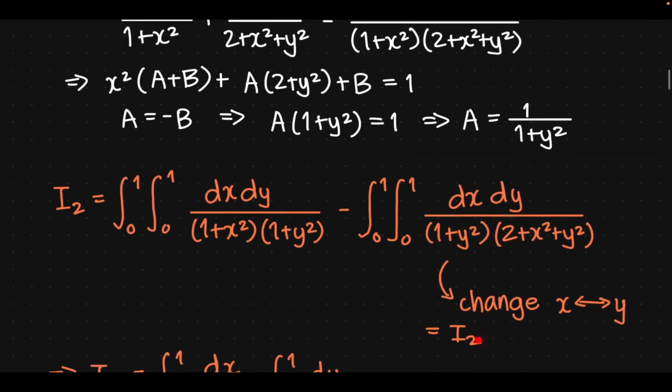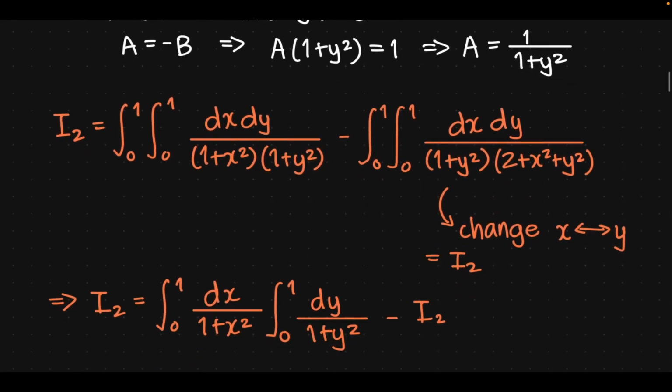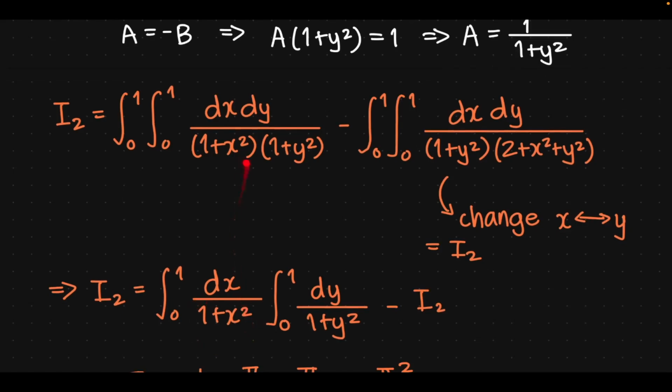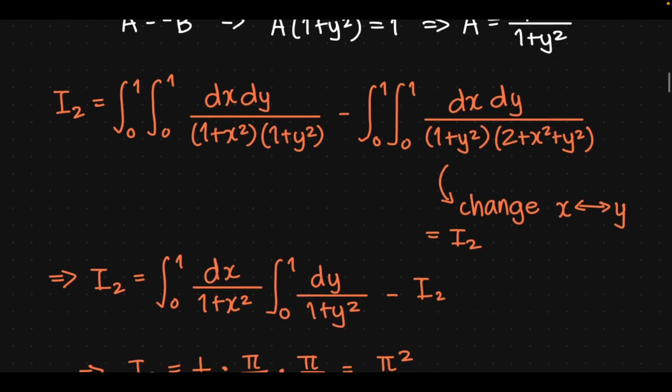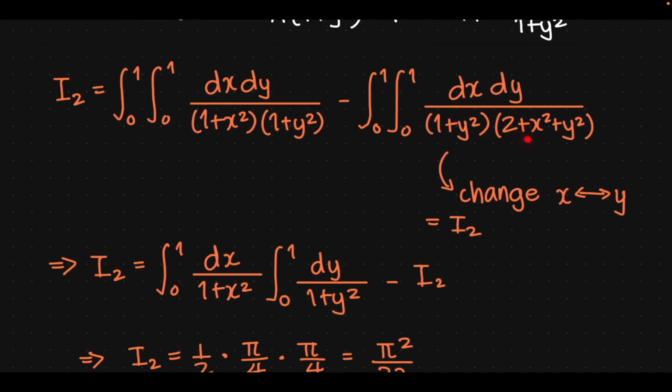So that's I2. So our entire equation now looks like I2 equals the first integral, which I can write as a product of single integrals. So 0 to 1 dx over 1 plus x squared times 0 to 1 dy over 1 plus y squared, because the factor in the denominator is homogeneous in y and homogeneous in x. You can write this double integral as a product of single integrals. And again, the second term is just I2. So we have minus I2.